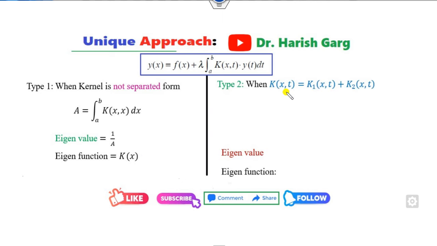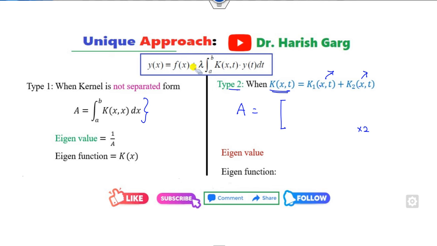Second category, when you find the kernel in the separated form. Fine. Then instead of this a, I can define this a as a matrix, because if you have two terms, then it is my 2 cross 2 matrix. Then the first value will be k1 of x comma x, and this is my k2 of t comma t. Or you can simply remember this.